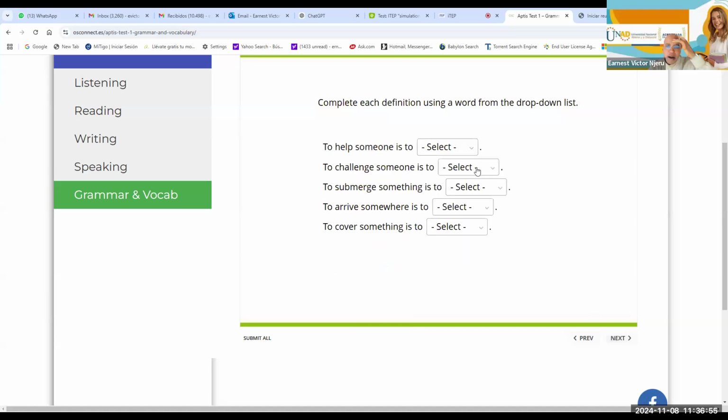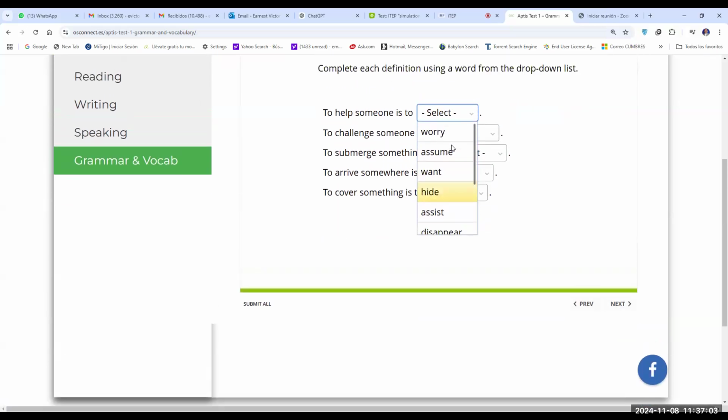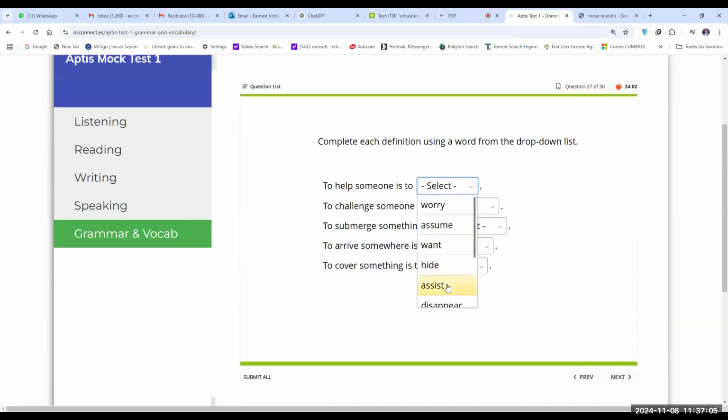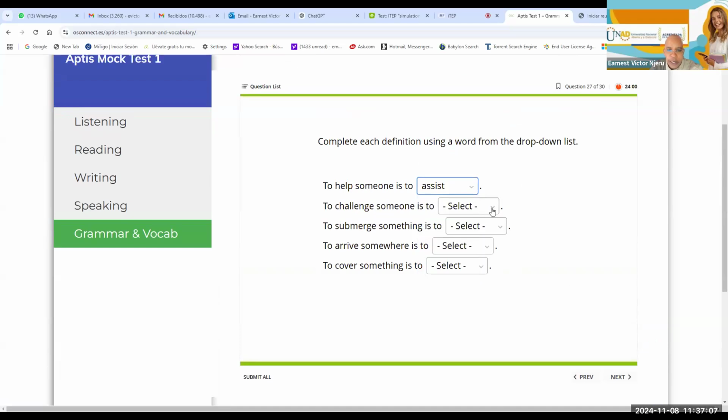You come to the other part, complete the definitions. So you choose the definitions here. To help someone is you go on and maybe you try to think. Assist. Very good.